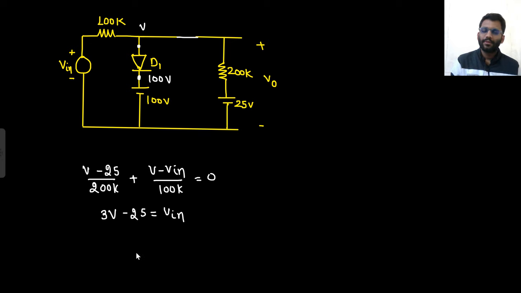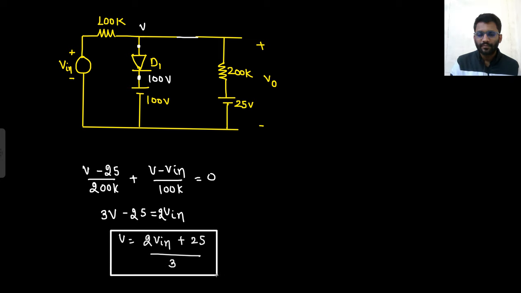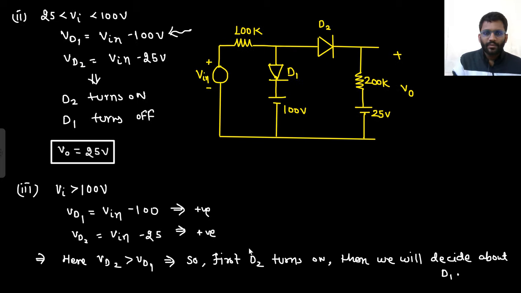Is that so? Let me check the calculation. This will get multiplied by 2. 2Vin. Yeah. So V will be equal to (2Vin plus 25) by 3. Right, let me check the calculation. Okay, so there is a small error that I did here.